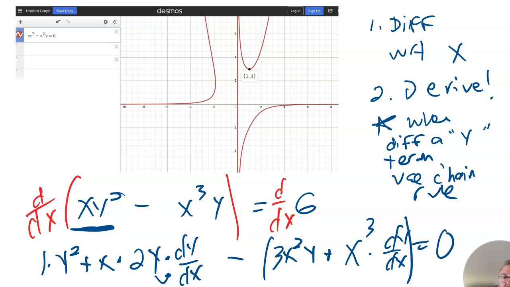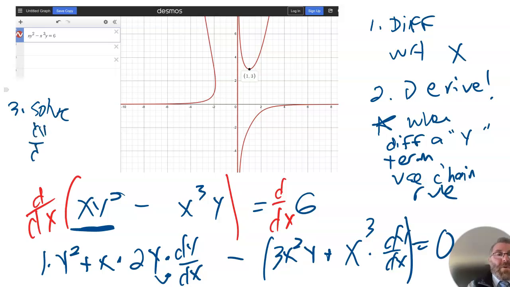So here is what we call our now derived relation. It's an implicitly defined relation. I used implicit differentiation to derive it. My third step now is I'm just going to solve for dy dx. Think of dy dx or y prime as a variable for which I can now solve.